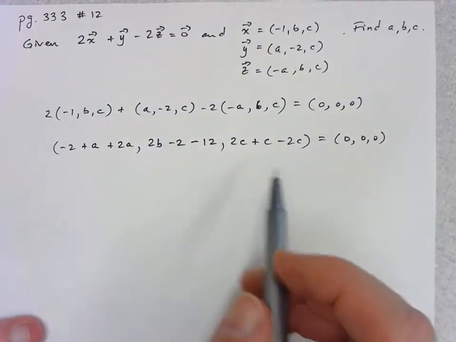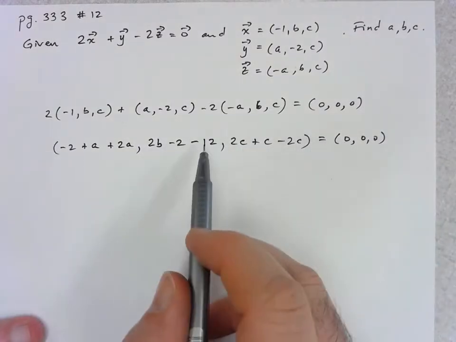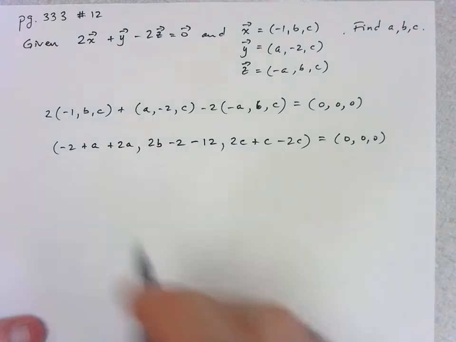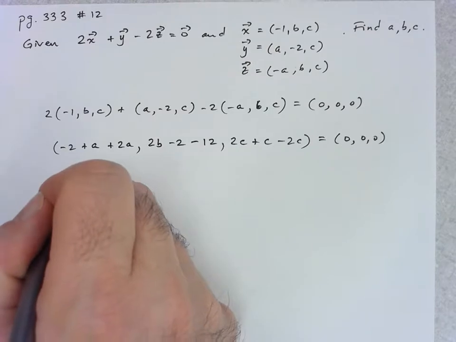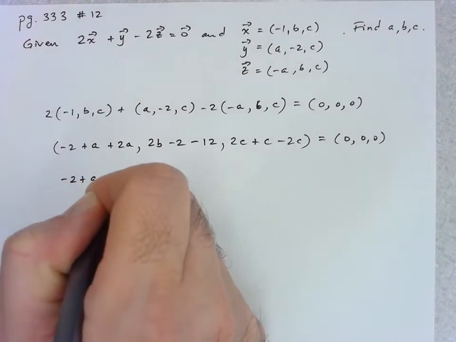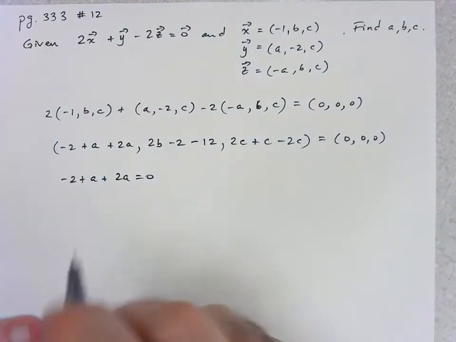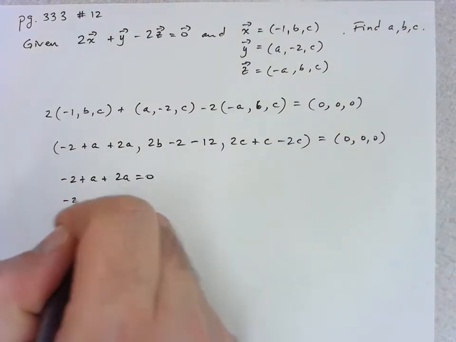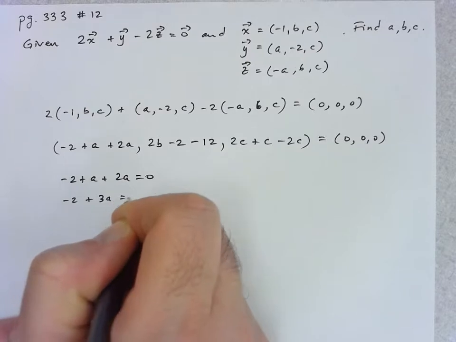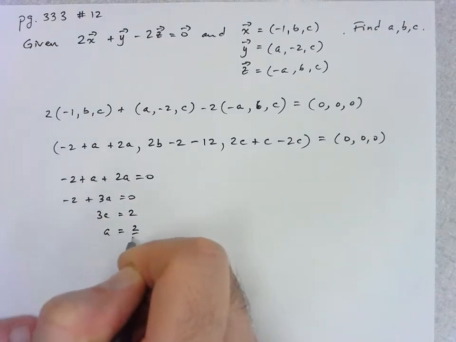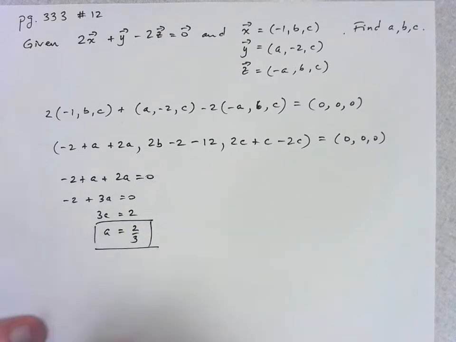So now that I've got 2 vectors that are equal to each other, I know that the x, y, and z components must be equal to each other. So here, let's start with x. We have negative 2 plus a plus 2a has to be equal to that x component, which of course is just 0. So we have negative 2 plus 3a equals 0, 3a equals 2, a equals 2/3. So there's our first unknown.